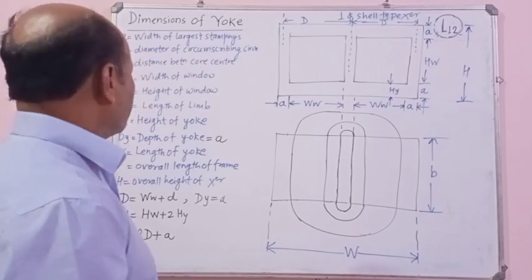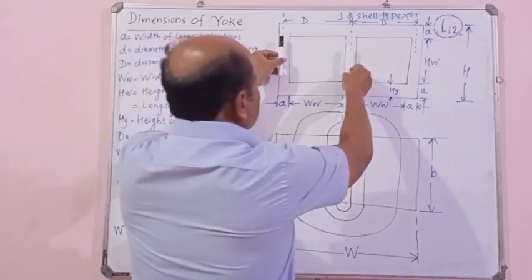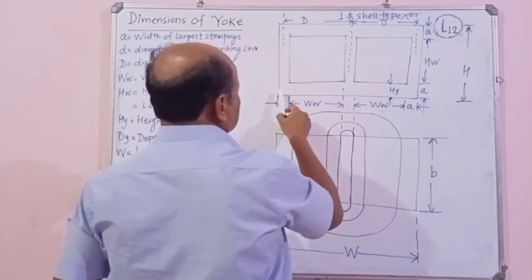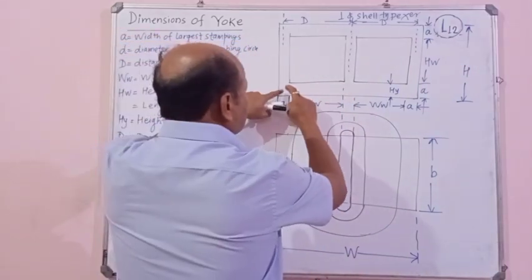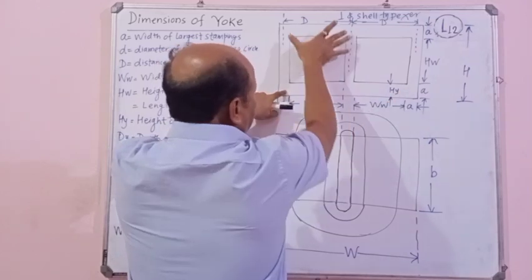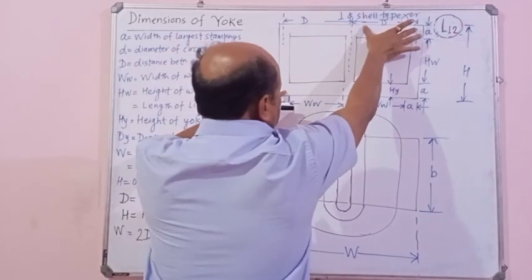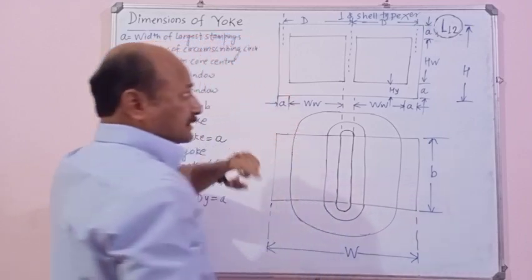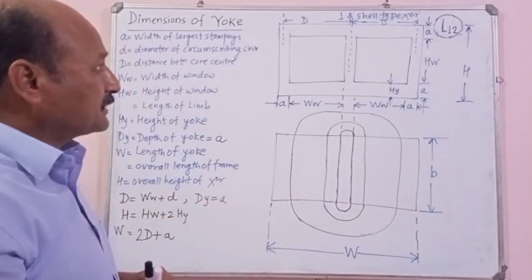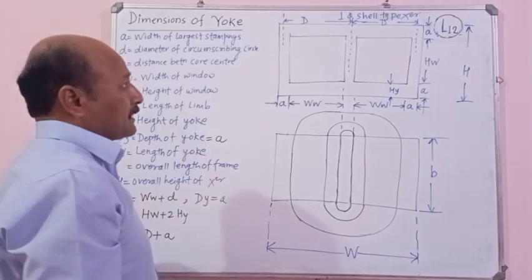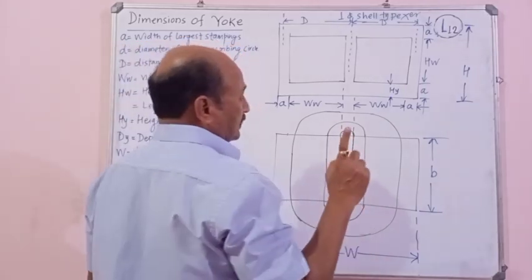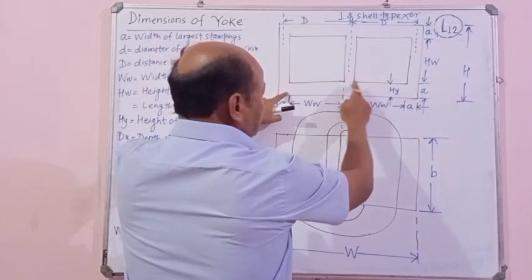Again, capital D is nothing but the distance between the core centers. So we have three limbs. That's why this D and this D, there are two D. In case of the single phase core type transformer, there is only one D. Why? It has two side limbs. That's why it has only one D, and it has two side limbs and one center limb.